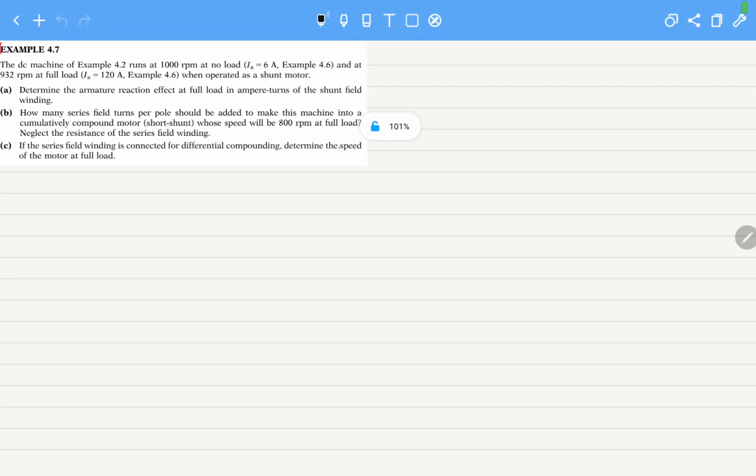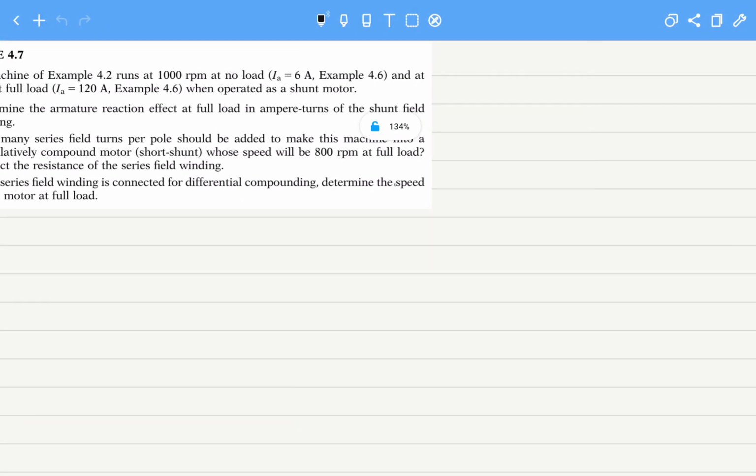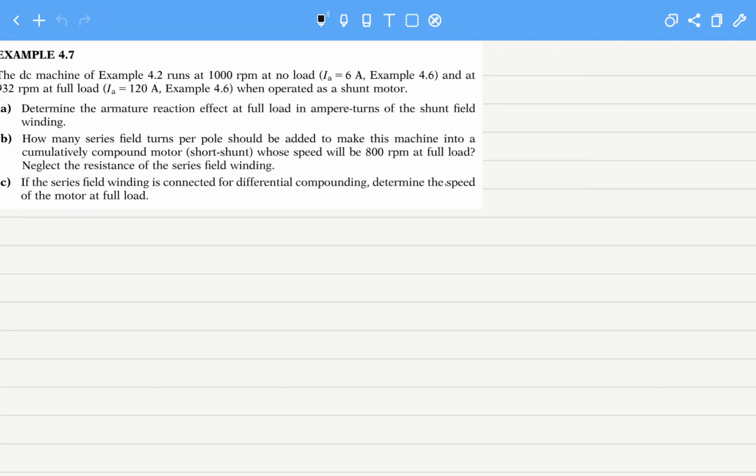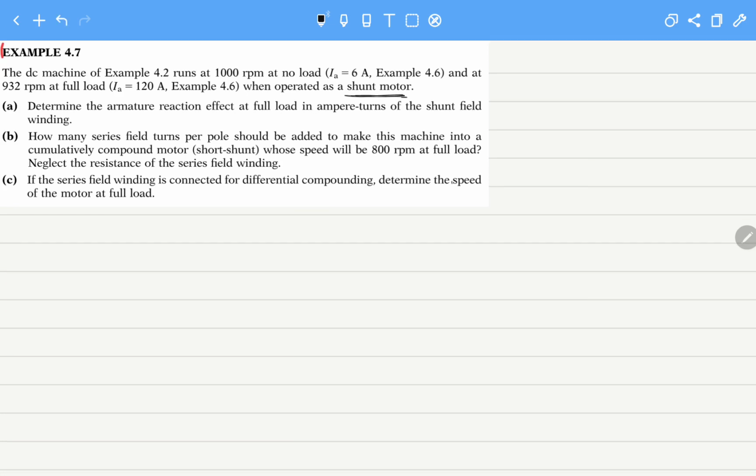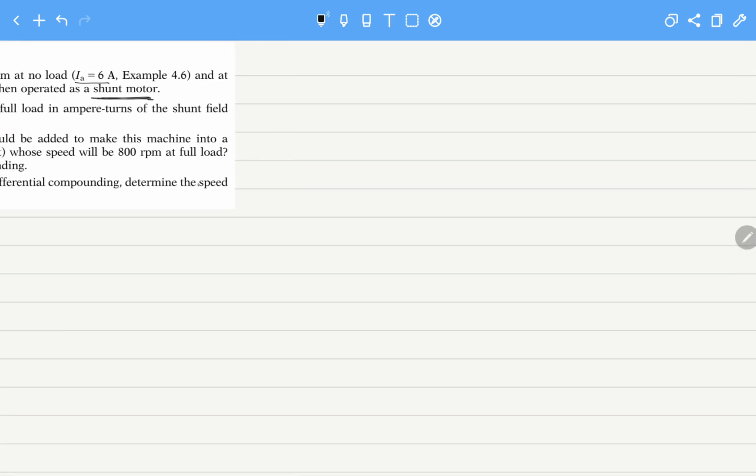So this question is about the speed control, and we have now a shunt motor, which was example 4.2, and then we have discussed as in example 4.6 also, which was rotating at no load speed. Ia is equal to 6 amperes, and then at full load Ia is equal to 120 amperes.